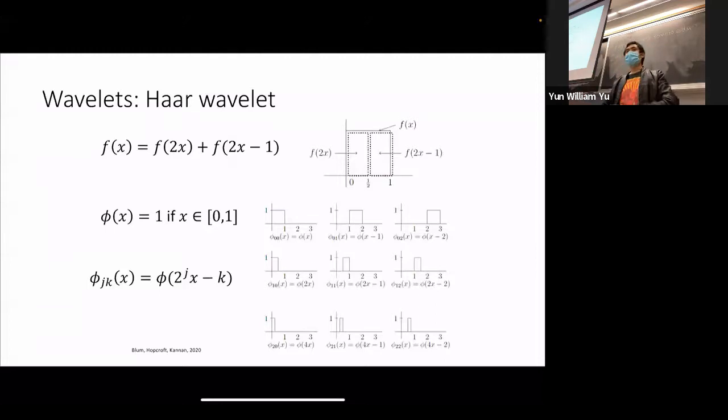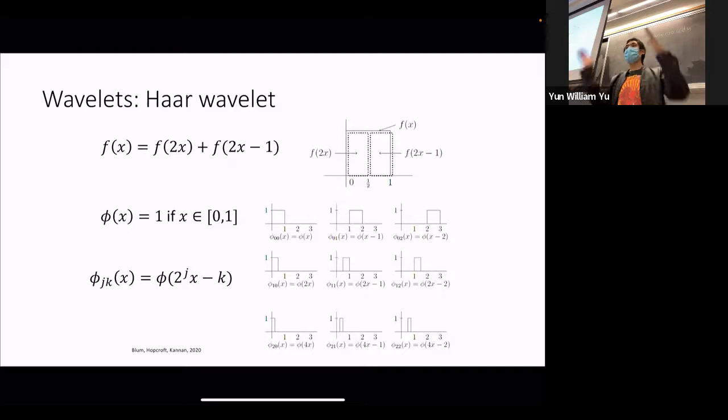So we will be talking about the Haar wavelet in a little bit more detail. This is one of the most basic wavelets that people talk about. You start with the basic idea of just having a constant function: the function that is constant 1 between 0 and 1, and 0 everywhere else. It's a very simple function that has support between 0 and 1.